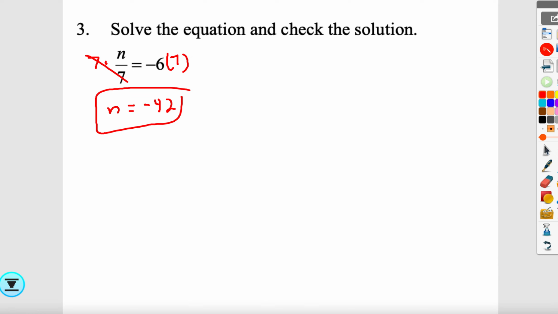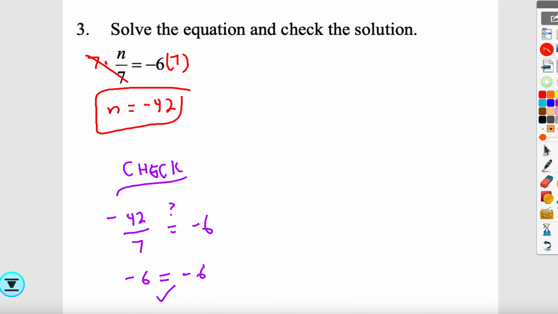Now to check it, guys, we'll just plug it into the original. So we get negative 42 divided by 7 equals negative 6, question mark. Divide those two, we get negative 6 equals negative 6, which is true. And this is the correct solution.